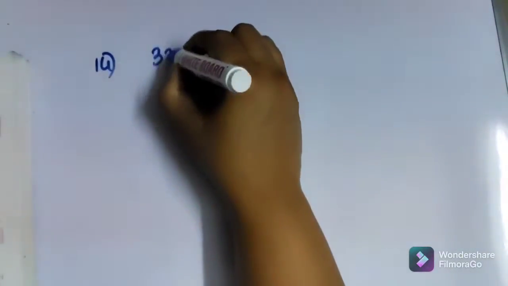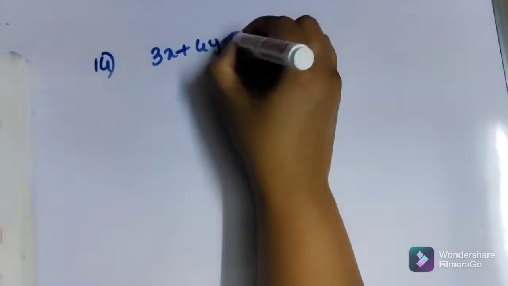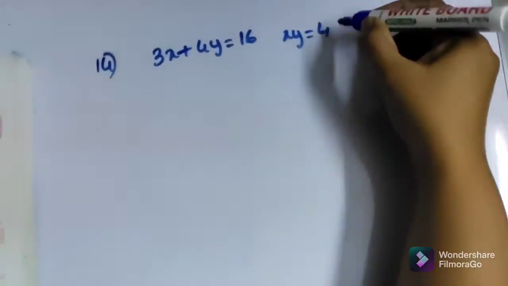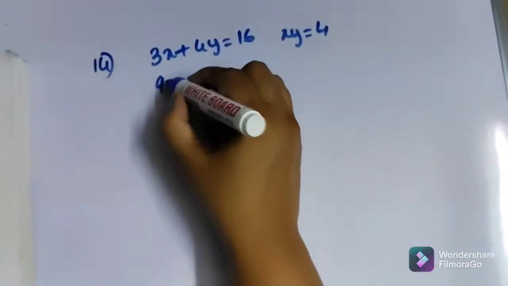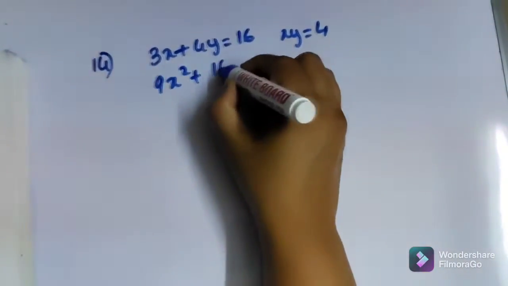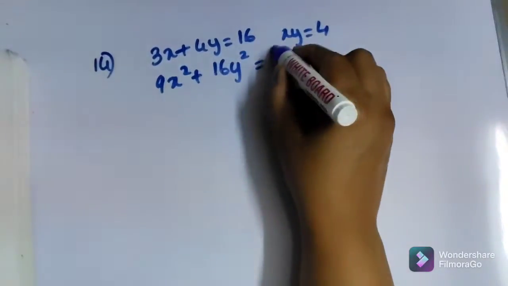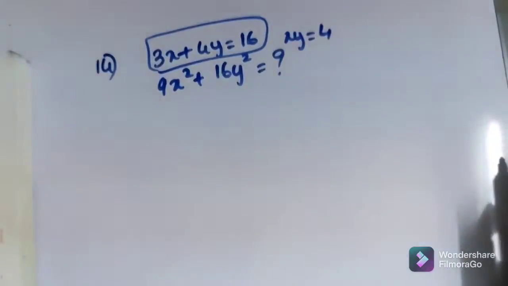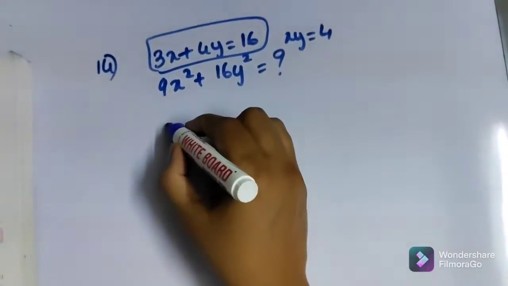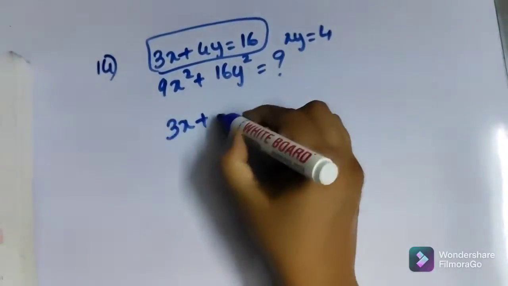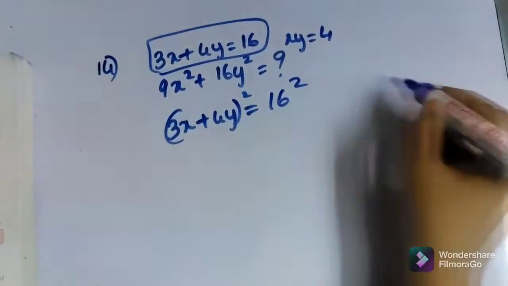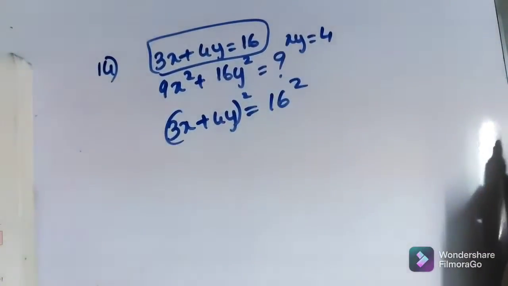We have the equation 3x plus 4y is given as 16 and xy is given as 4. We are supposed to find the value of 9x square plus 16y square. So this is the equation given to us. We'll use this equation. I'm going to square this equation. So (3x plus 4y) square is nothing but 16 square. We just have to open this equation.